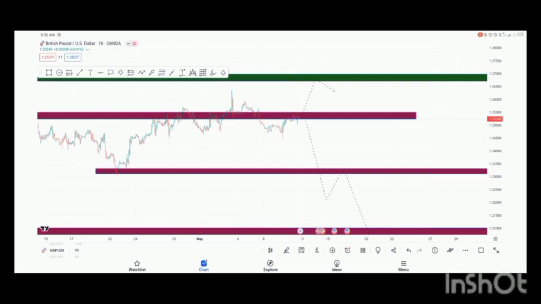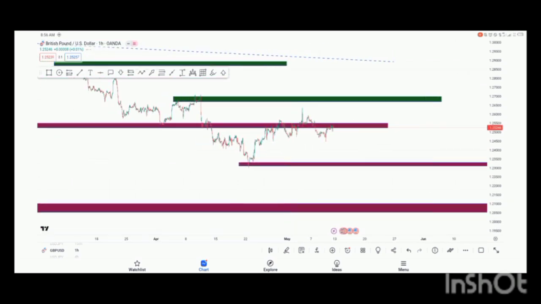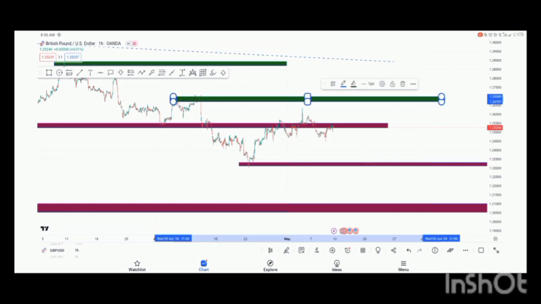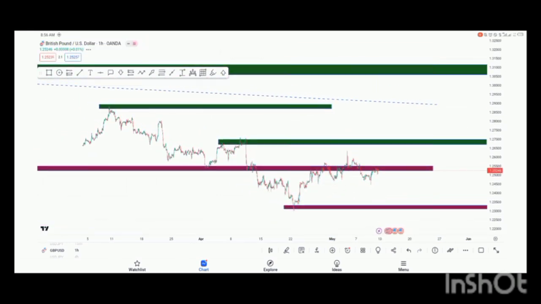Welcome. So this is the 1 hour time frame for GBPUSD right here, as you can see on my screen. Just like we did on the 4 hours time frame, the zones are still very visible and clear. As you can see, this is a very valid zone which we drew on the higher time frame. This is also a very valid resistance zone which we drew on the higher time frame. So right here, as you can see, it's in a downtrend.